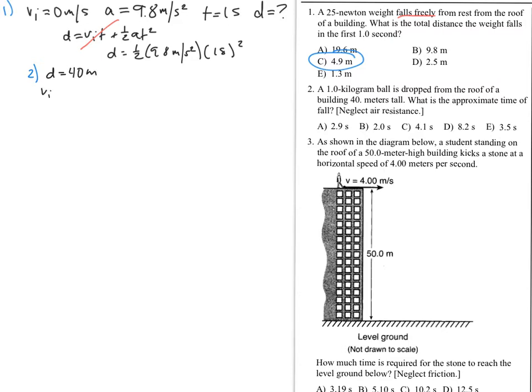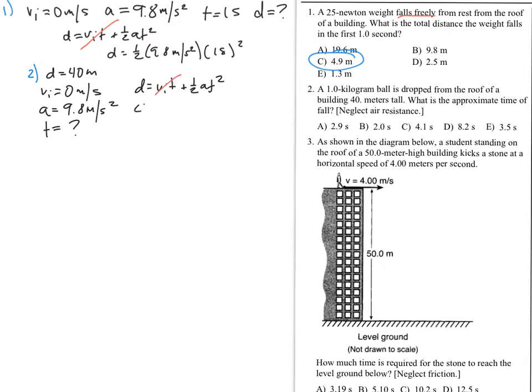Our VI is still once again 0 meters per second. And our acceleration is still 9.8 meters per second squared. This time we're looking for the time. We can still use the same equation. So d is equal to VIT plus 1/2 AT squared. VI is 0, this crosses off to 0.